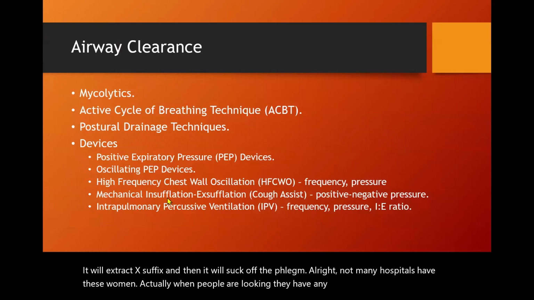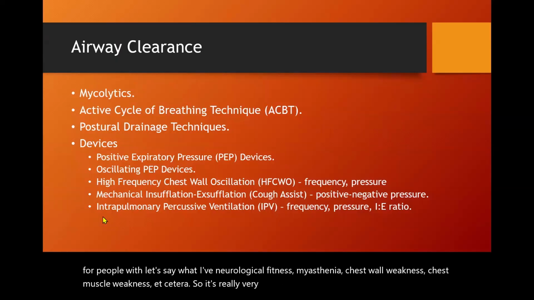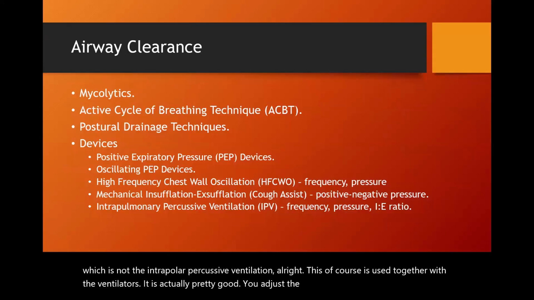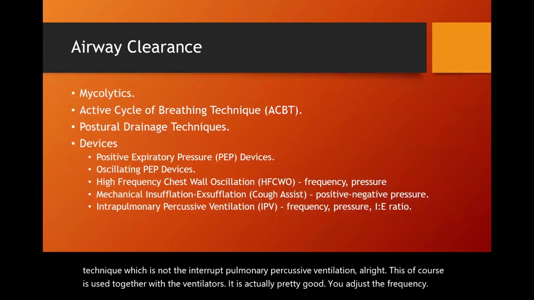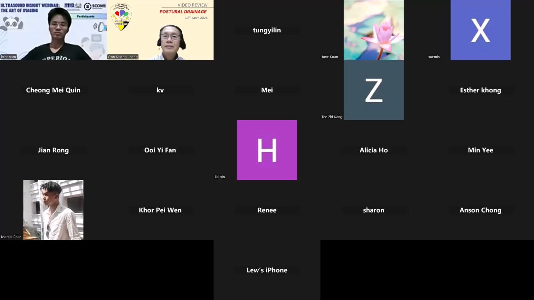Yeah, this is a very good one for people who have neurological weakness, myasthenia, chest wall weakness, chest muscle weakness, etc. And then you have another technique which is called the intrapulmonary percussive ventilation. This, of course, is used together with the ventilators. It is actually pretty good. You can adjust the frequency, the pressure, and then the inspiratory expiratory ratio.